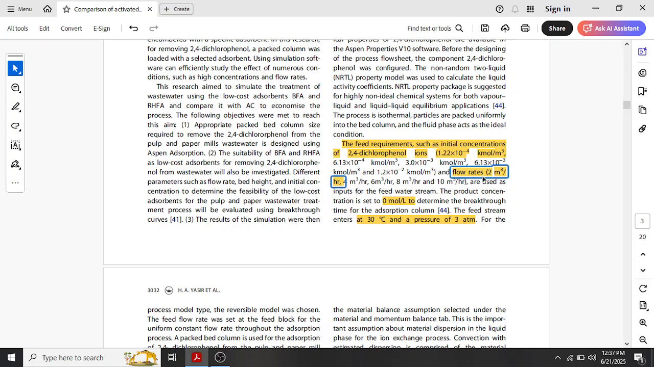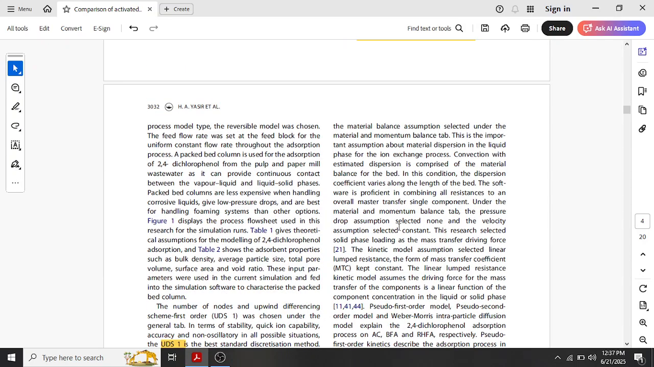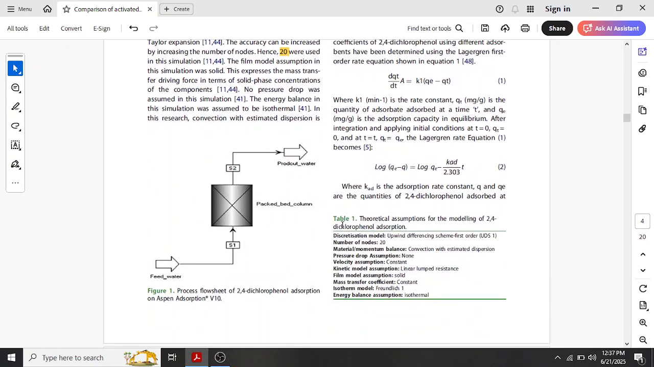This is the feed volumetric flow rate. This is the component concentration in the feed stream and the product stream. In the product stream, we will select zero. There will be no dichlorophenolic compound. For the feed temperature, we will select 30 degrees centigrade, and the feed pressure will be 3 atmospheres.